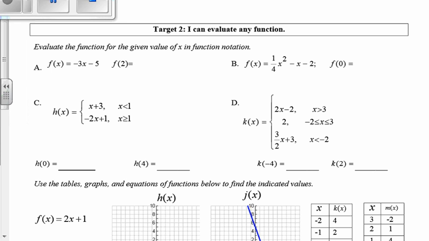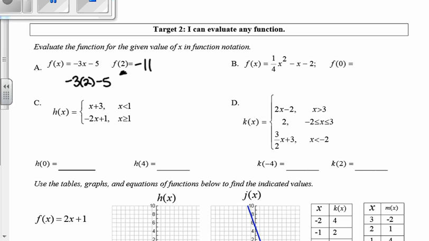So now we're going to evaluate some functions. And so this looks kind of crazy, but really all we're doing on these problems is we are going to take this value in parentheses and we're going to plug it in for x in our function. So on this first one, I'm going to take the 2 and I'm going to plug it in for x. And you guys have done this so many times before. So when I plug it in and I simplify, I get -11.